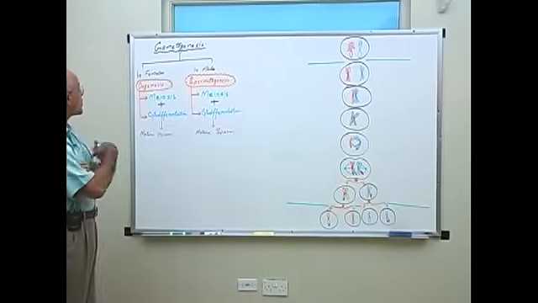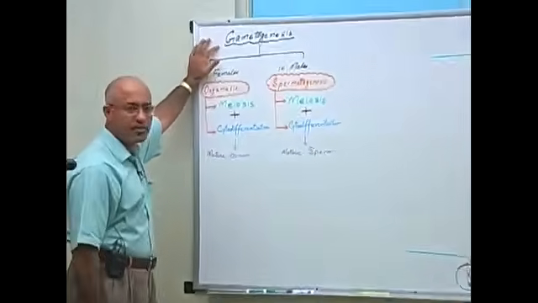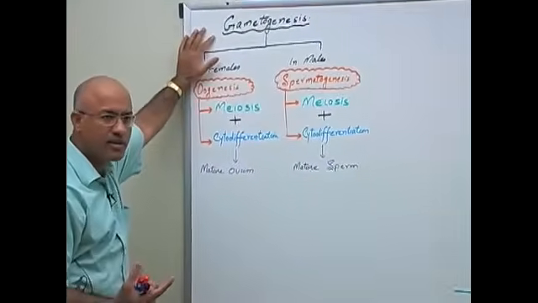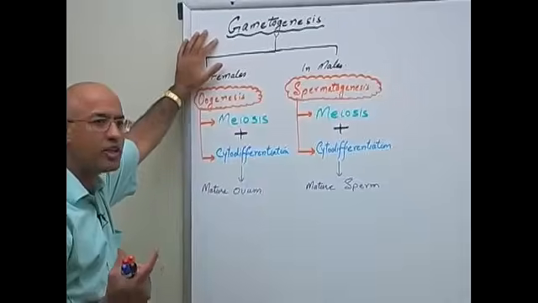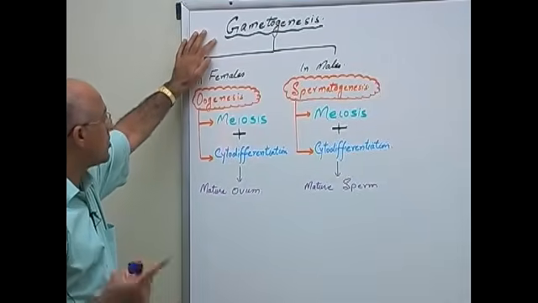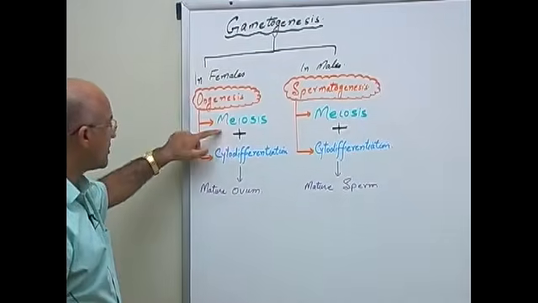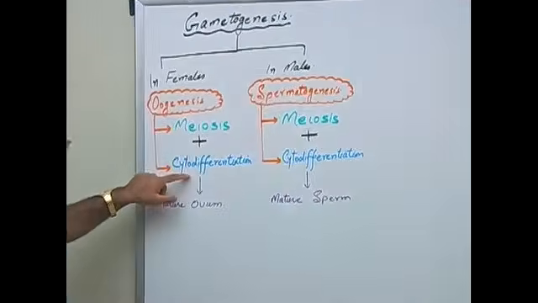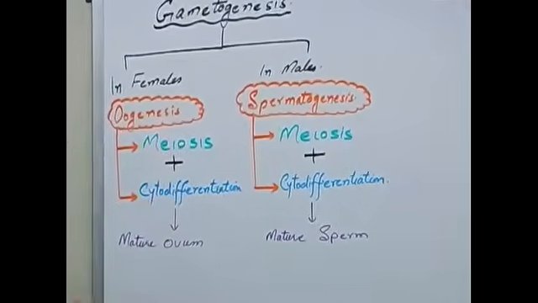Right, today we are going to talk about gametogenesis. Gametogenesis is the process by which the early germ cells undergo the process of meiosis and cytodifferentiation and eventually convert into mature gametes.